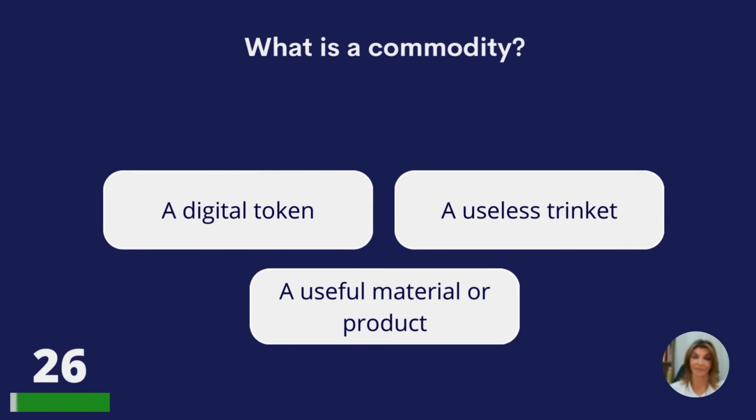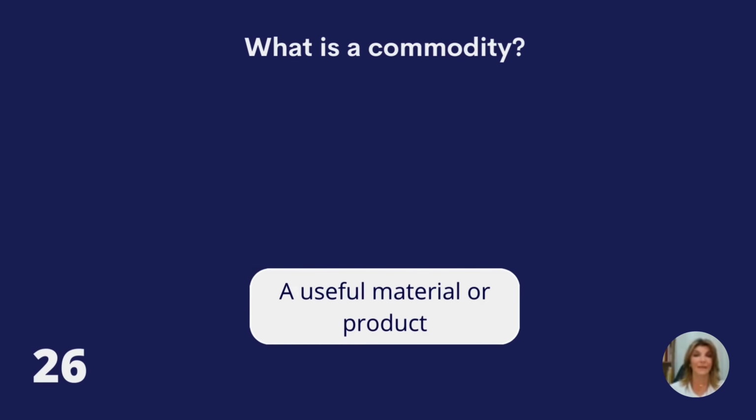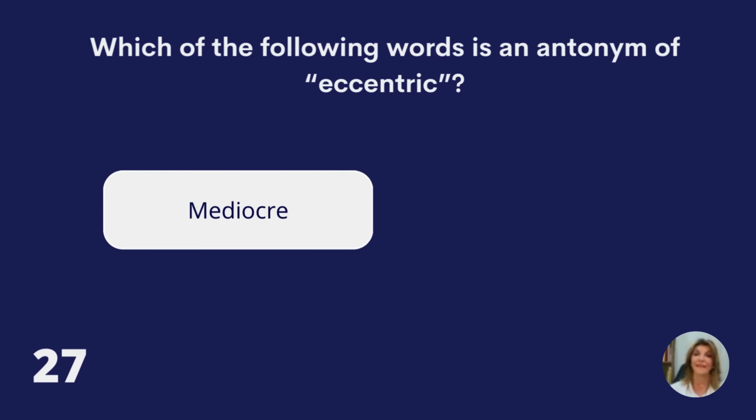What is a commodity? A digital token, a useless trinket, or a useful material or product? A useful material or product. Which of the following words is an antonym of eccentric? Mediocre, idiosyncratic, or unconventional? Mediocre.